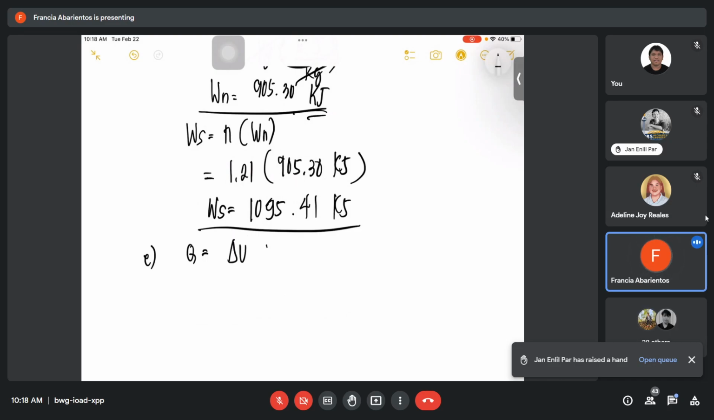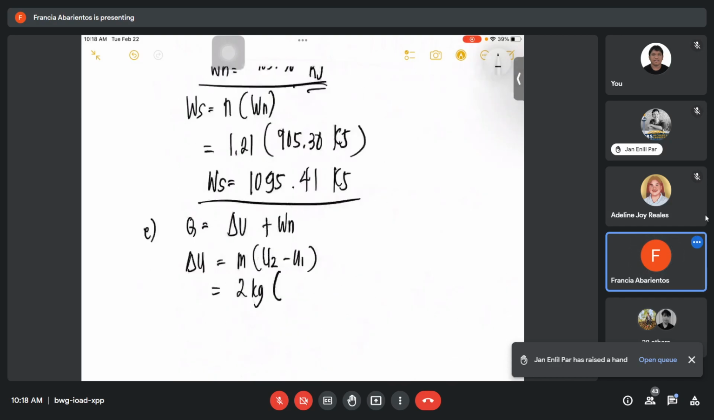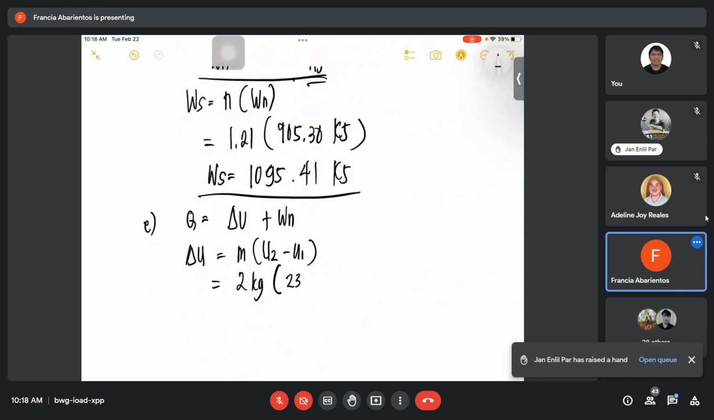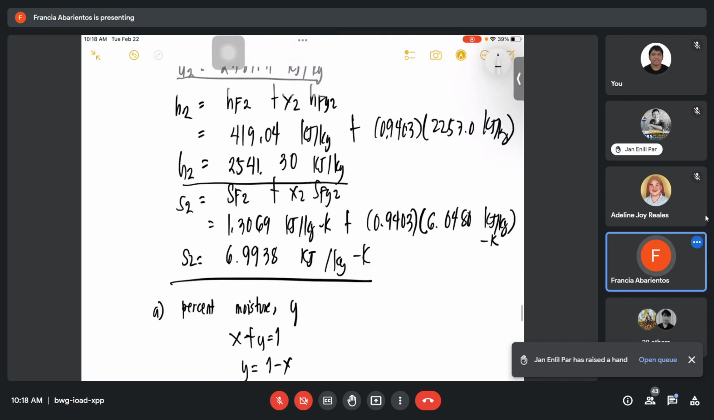And last but not the least, we have the Q. The transferred heat plus the work of the non-flow. And compute first for the internal energy. Mass times the internal energy, 2 kilogram. Ano yung U2 mo? Dito. Haba-haba na. Baka malito kayo, class, pag nagsusulat. 2381.91, 281.91. And we have now the internal energy at 0.1.